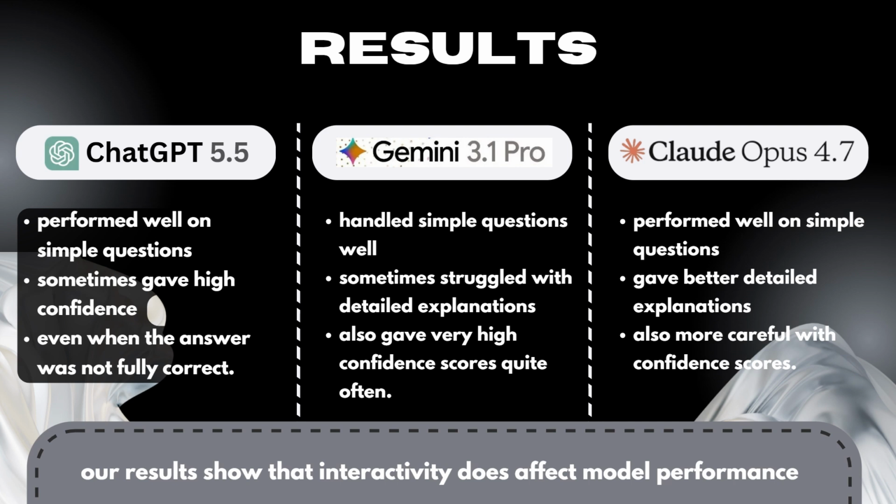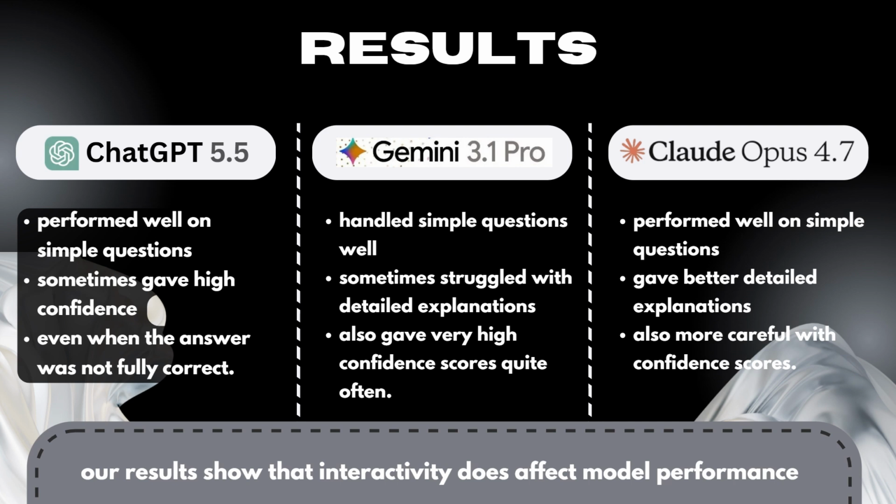Gemini also handled simple questions well, but sometimes struggled with detailed explanations. It also gave very high confidence scores quite often. Claude performed well on simple questions and gave better detailed explanations. It was also more careful with confidence scores.